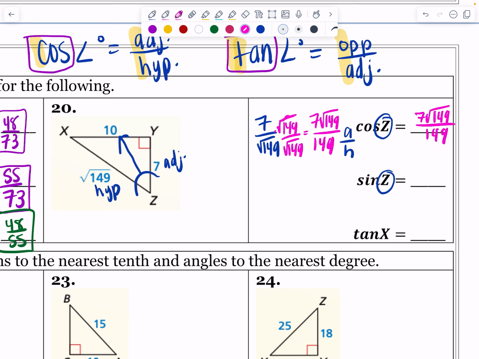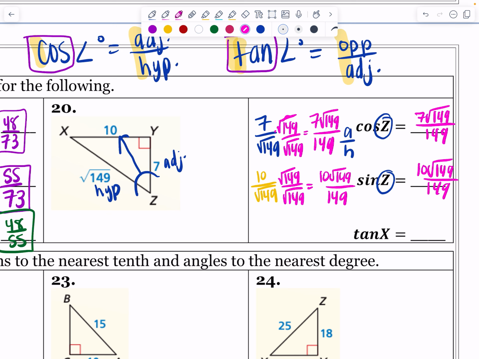Okay, so what is the sine? The sine is going to be 10 divided by root 149. Again, we rationalize the denominator by multiplying by root 149 over root 149. You end up getting 10 root 149 over 149, and that does not simplify anymore. So 10 root 149 over 149.